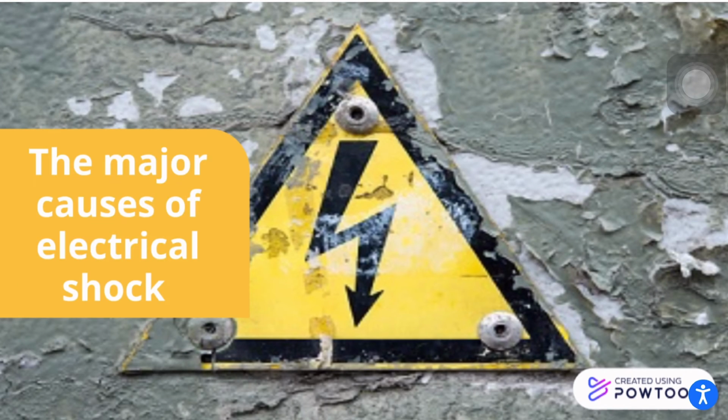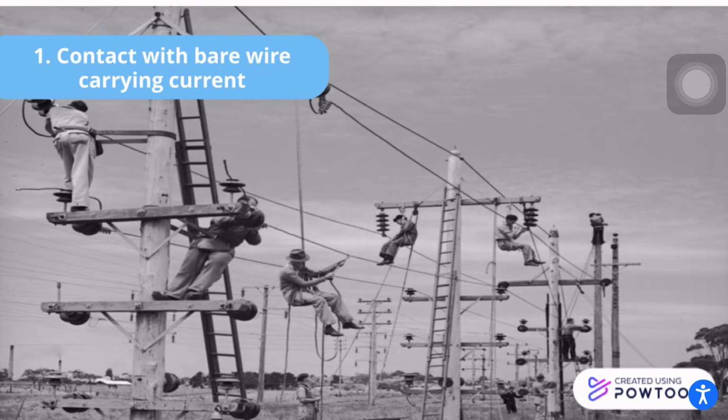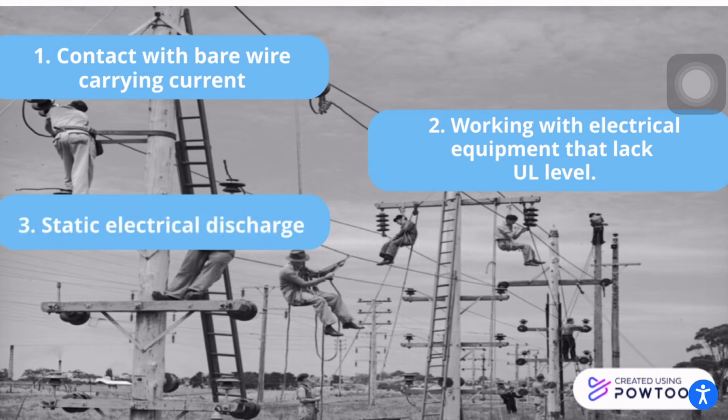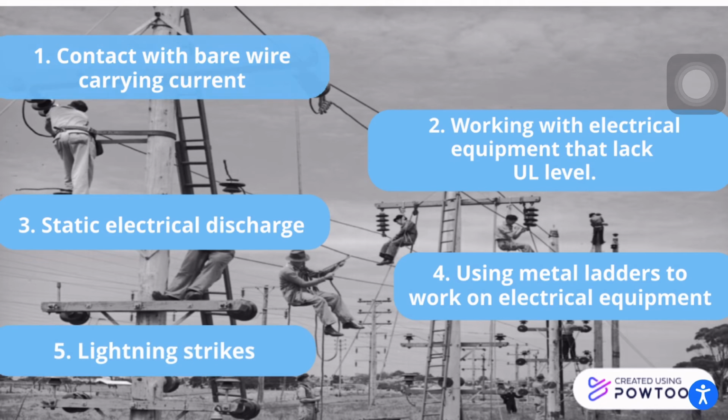The major causes of electrical shock. First, contact with bare wire carrying current. Second, working with electrical equipment that lacks a UL label. Third, static electrical discharge. Fourth, using a metal ladder to work on electrical equipment. Fifth, lightning strike.